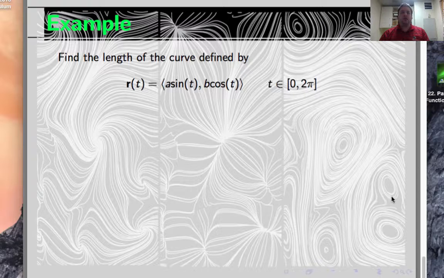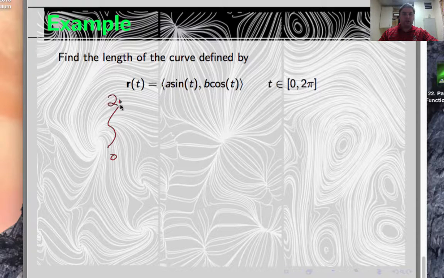Here's another example. Let's find the length of the curve defined by r of t equals a sine of t, b cosine of t. So this is a little different from the last one. In the last one, a and b were equal to each other. They were both equal to r. If you were to graph this parametric curve, you're actually going to get an ellipse, assuming, I guess, that a and b are positive. And so what I want to do essentially is find the circumference, for lack of a better word, of an ellipse. The way we do this is, of course, the same formula.